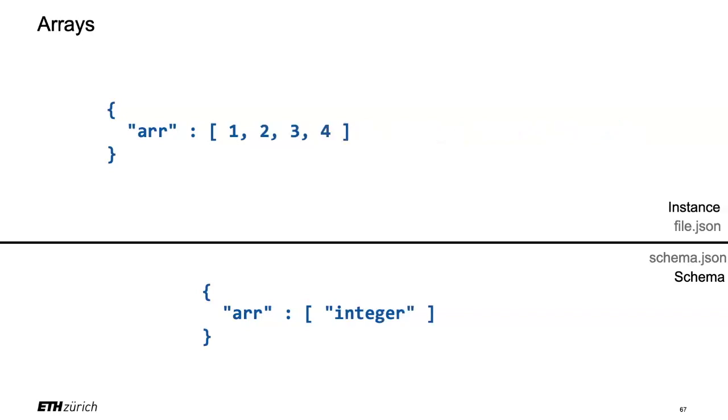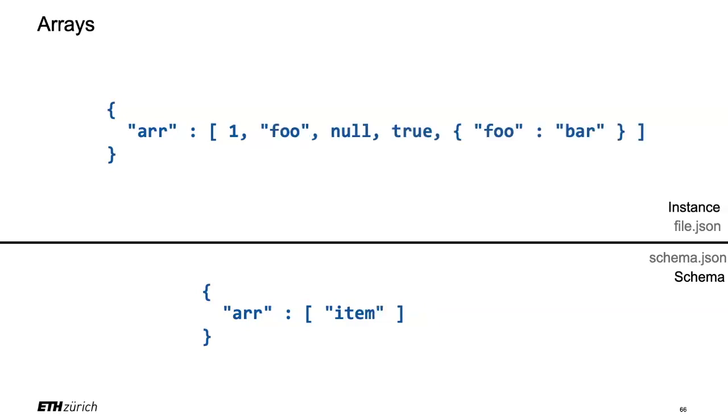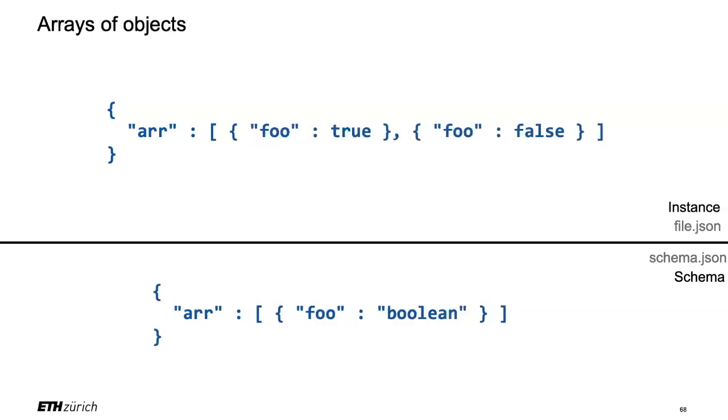If you want to be specific, you can also say, I want an array of integers, right? Now, this is an array of integers, 1, 2, 3, 4 in my instance document. And in the schema, it's very compact. Just use the square brackets with integer. That's how you specify your schema, right? For whom is that intuitive? Okay, very good. So you see, array of items, array of integers, and so on.